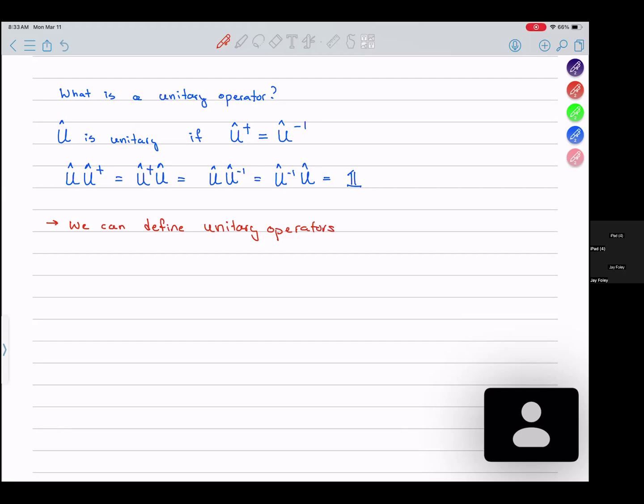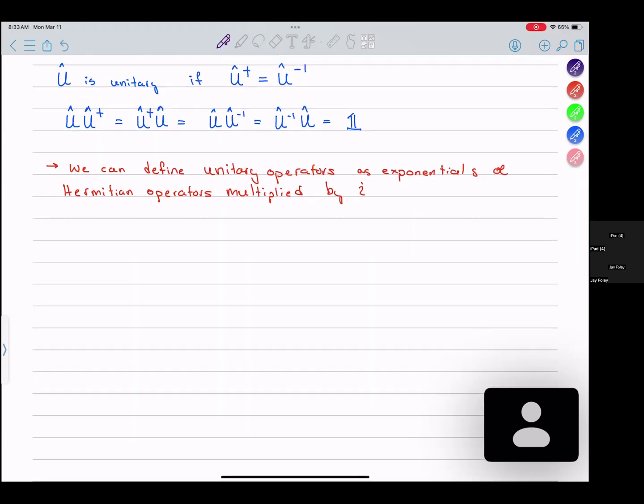So basically what I'll write is I'll take an exponential of an operator, which is Hermitian, and multiply it by the imaginary unit. So we can define unitary operators as exponentials of Hermitian matrices, Hermitian operators, multiplied by I. Okay, so in other words, I can say U hat is equal to E raised to the I A hat, and where A hat is Hermitian.